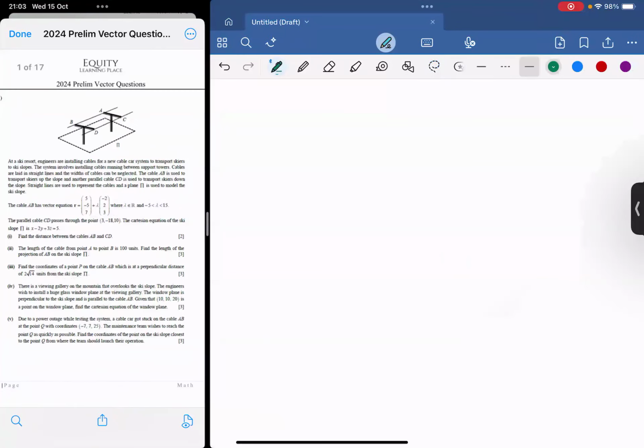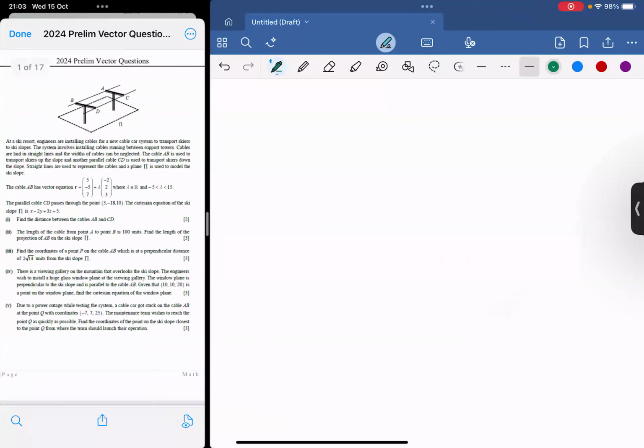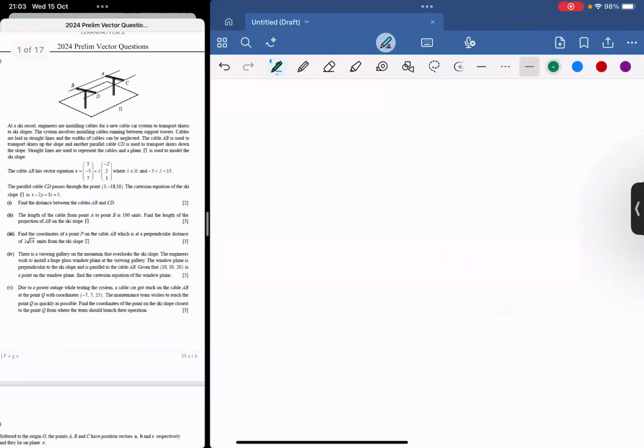Let's start with the first question. So the first question is from, I took this from this 2024 prelim paper. So some of you may come across the question. I think the first one should be from ACJC.